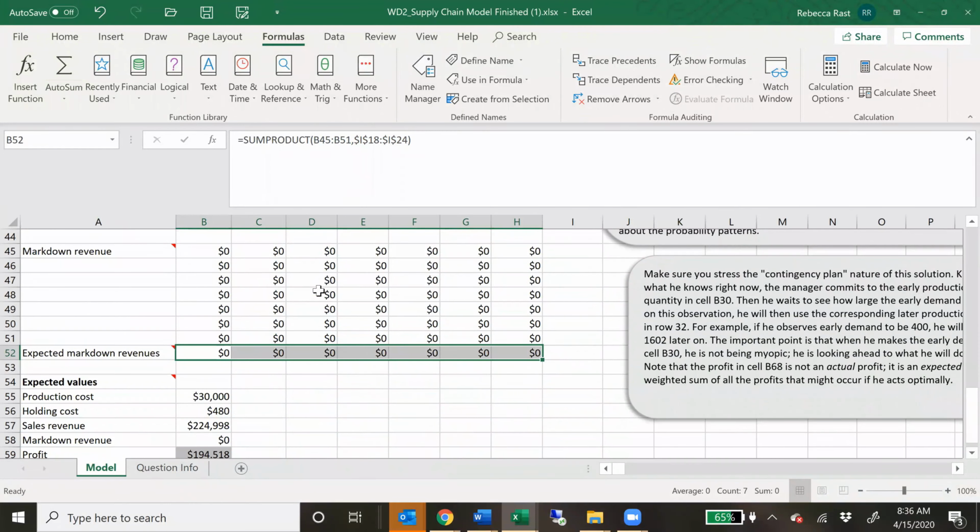So as of right now, we can see with the solve formula the way it is, it's showing we should have no markdown revenue, but that could change, you never know.